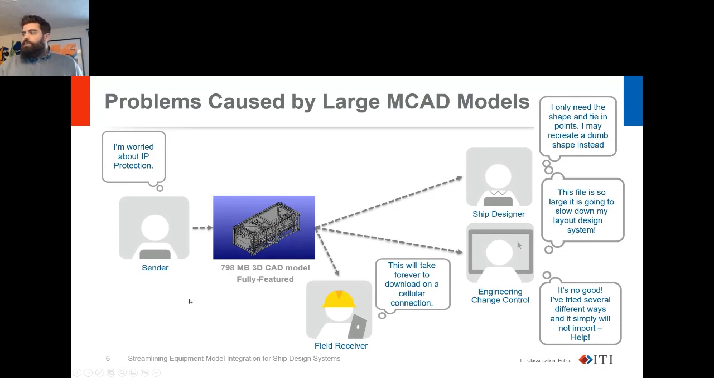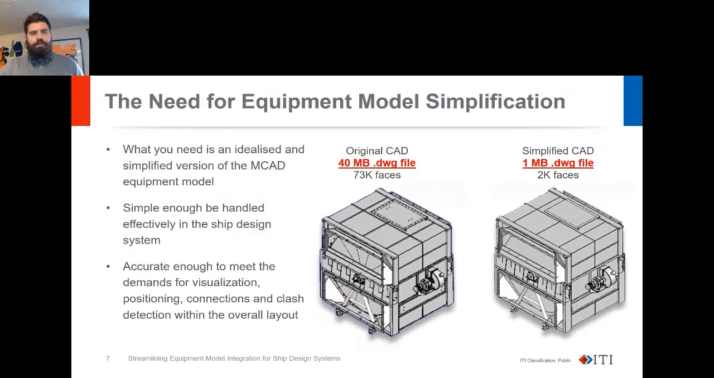So yeah, I'd imagine you see this quite often, but this is the kind of thing that we are looking into. So rather than receiving a model in this instance on this slide that's 40 megs with 73,000 faces, it would be much better to receive a similar looking model that is much smaller and is easier to handle, but still useful enough for clash detection, to have the right connections to marry up with other parts within the model and work from a visualization point of view. So rather than having 40 megs in this instance, having 1 meg would just make it so much easier to work with, as I'm sure you're all probably aware.